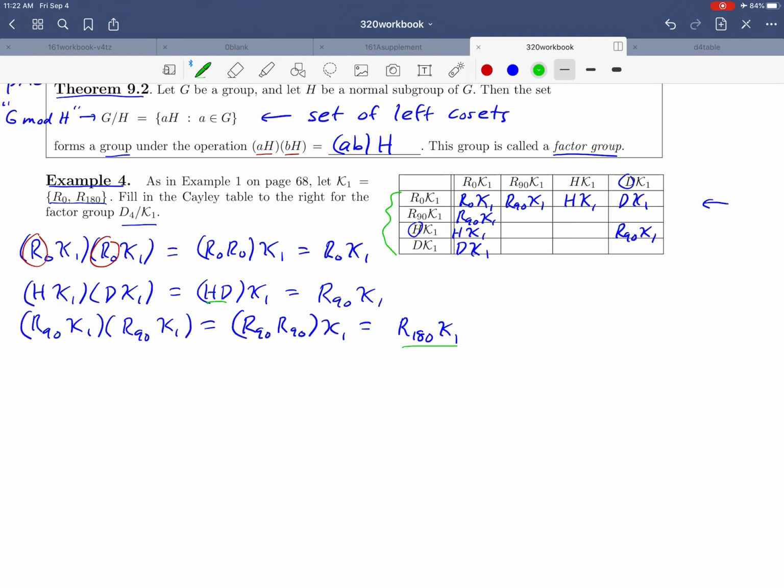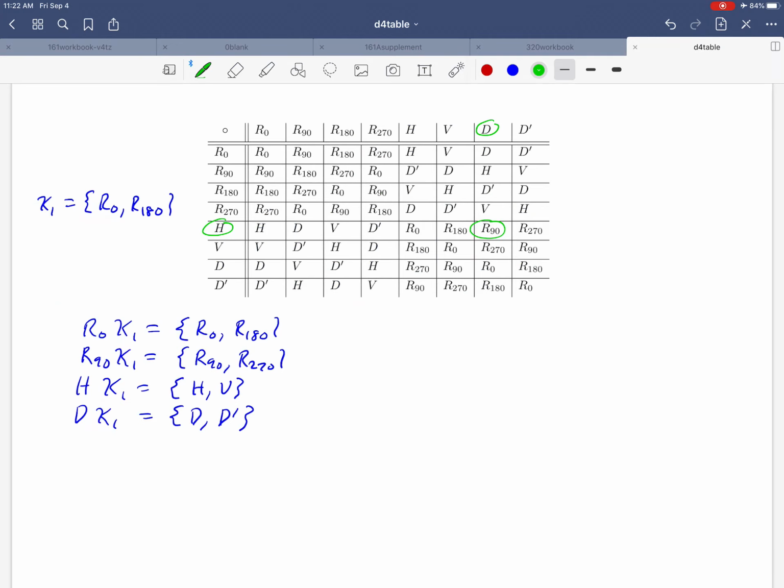We can answer that question by sneaking a peek at the page back here. And notice that on this page, I actually wrote down the elements that are in those 4 cosets. This came from our calculations in example 1. So I didn't pull these out of the air. We actually did these calculations a few pages ago.